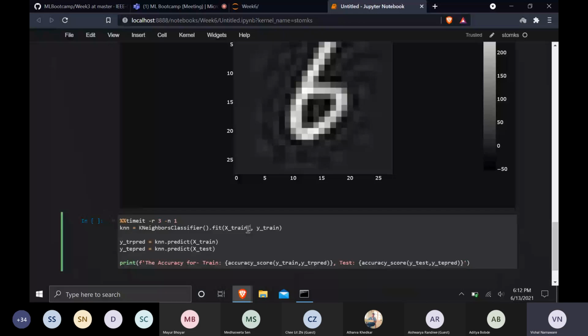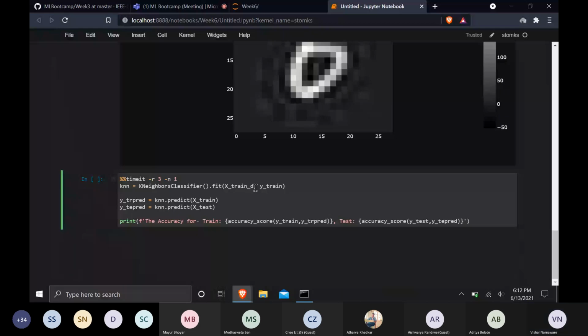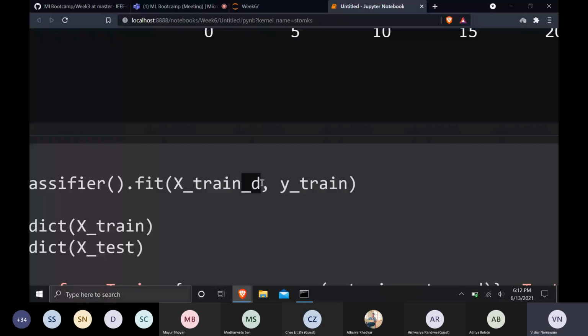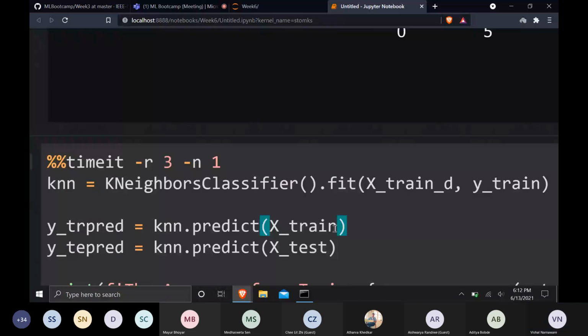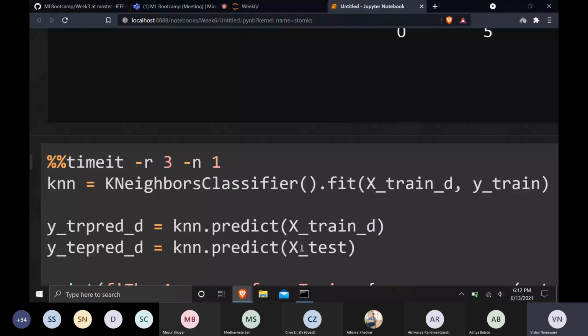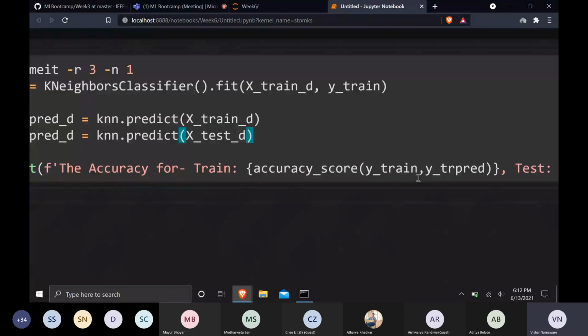I have just changed your training datasets. I am going to write here decomposed, and after this, I'm going to predict on the decomposed part only. I'm going to write decomposed here also, and for testing also, decomposed. And I need to change here also underscore D and underscore D. And we are going to run this.